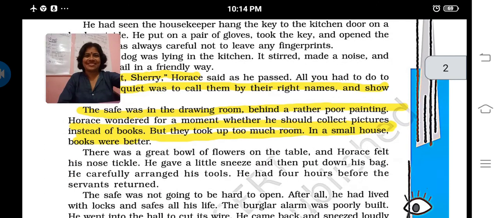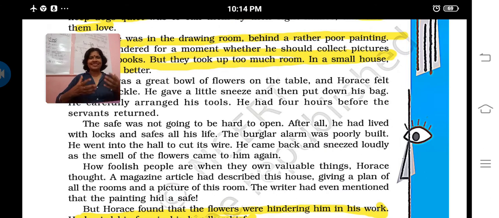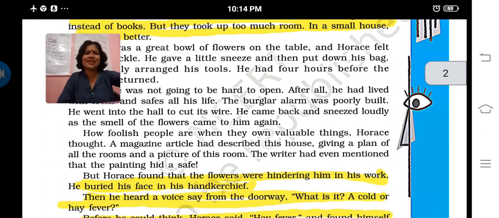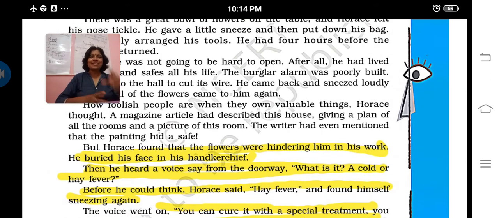After that, unfortunately, he started sneezing. And when he started sneezing, why was he sneezing? Because there were flowers that were hindering him in his work. You know, Horace Danby was suffering from hay fever. In the introductory paragraph, I missed out on this. Horace Danby is suffering from hay fever, means a kind of allergy fever. Allergy towards your pollens and dust particles. You are allergic to all that.